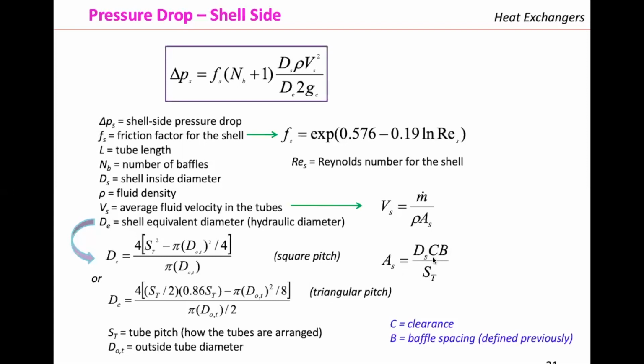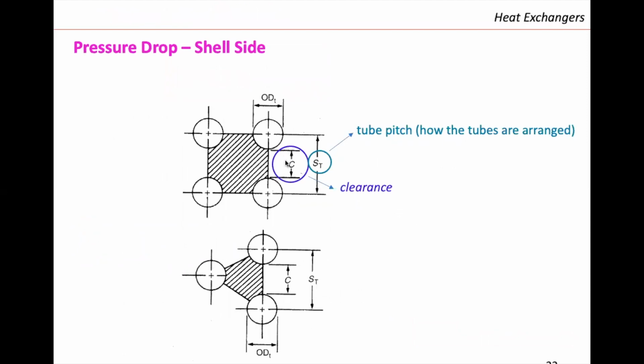If you see here, the surface area of the shell implies two new variables: the clearance and the baffle spacing. So the clearance is defined as this distance, the distance between the outside diameters of two tubes, right? And the tube pitch depends on how the tubes are arranged. Here I have the square geometry, and here I have the triangular geometry. So we will go through this again once we go through the design of heat exchangers.